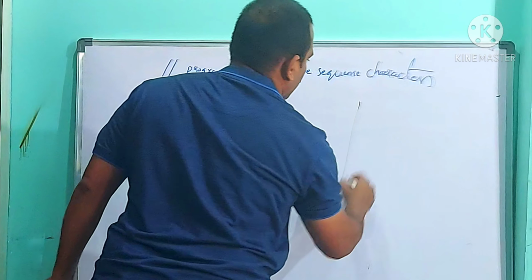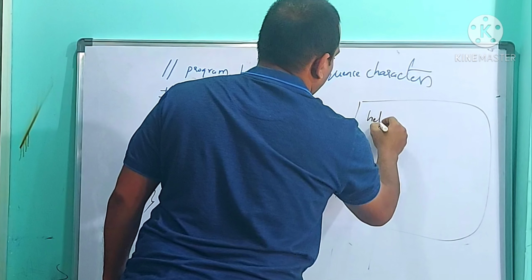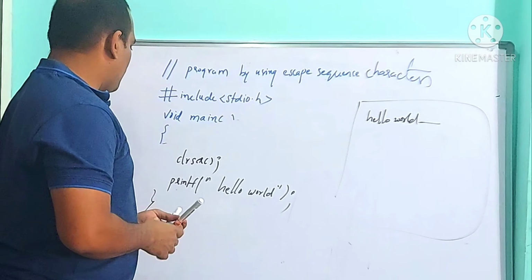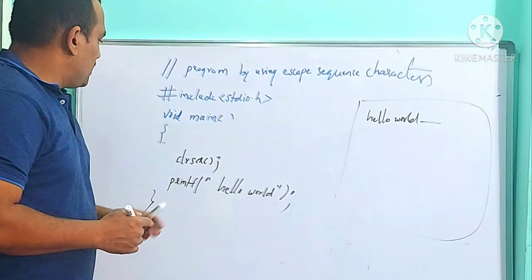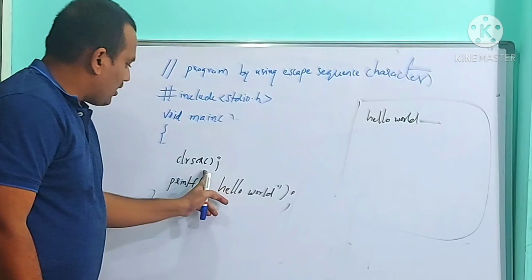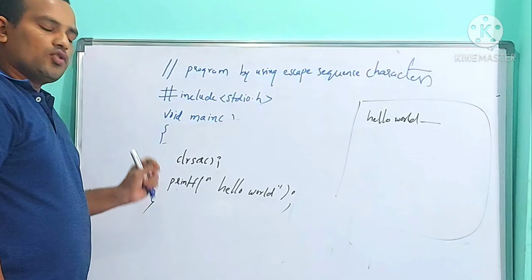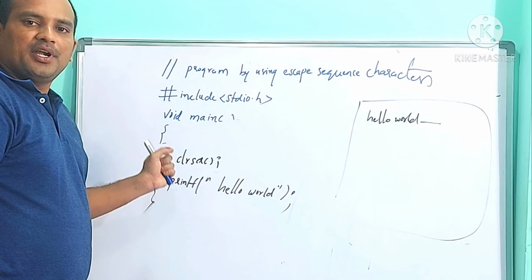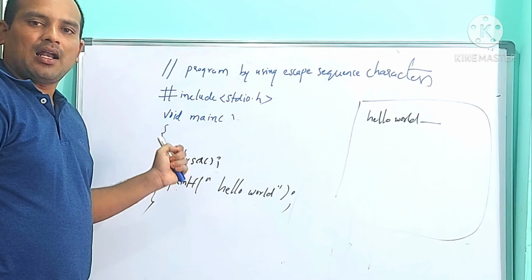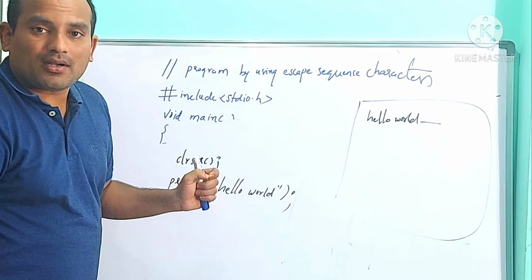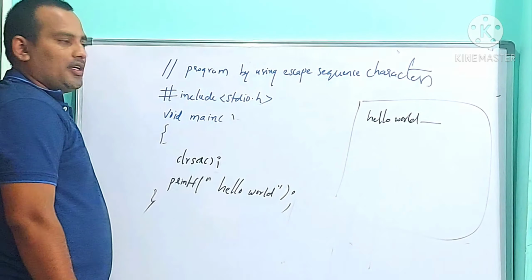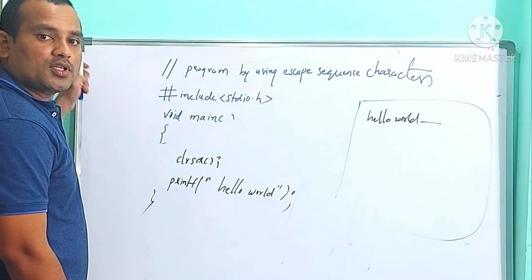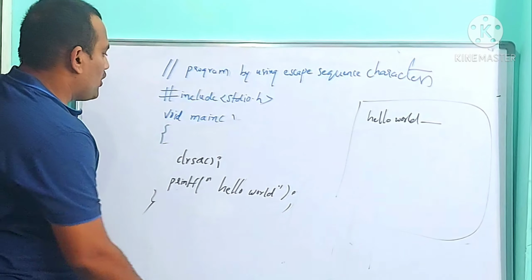Assume previous program outputs are like this. Assume this screen already contains the hello world previous program output. Now, I told you, if you want to use CLRSCR, it clears the output screen. So CLRSCR is a predefined function whose meaning is already available in the header file conio.h. If you want to use CLRSCR in your program body, then you must include conio.h.